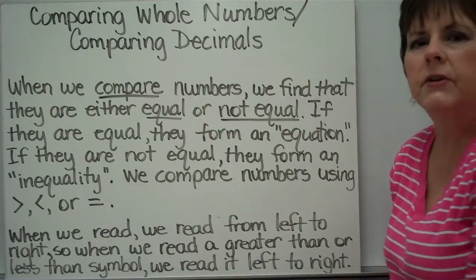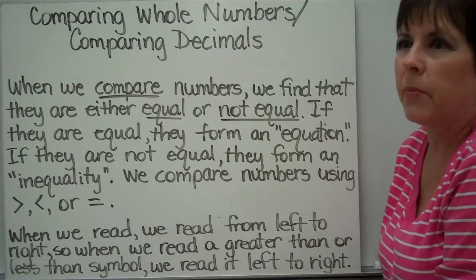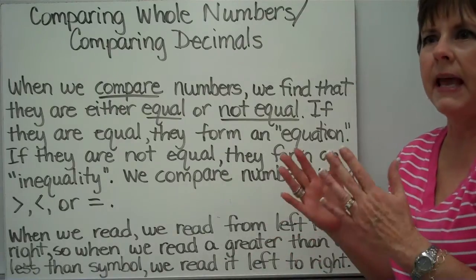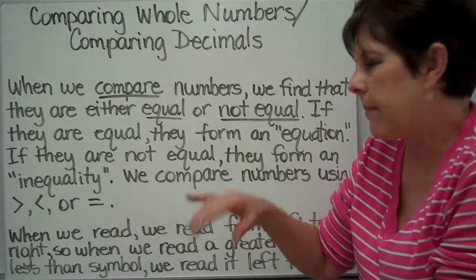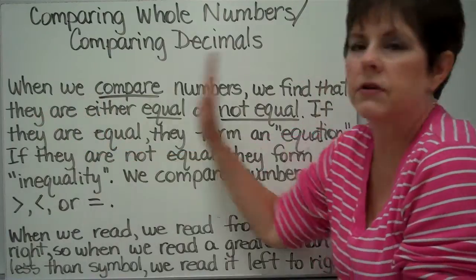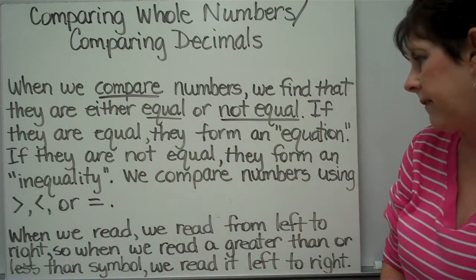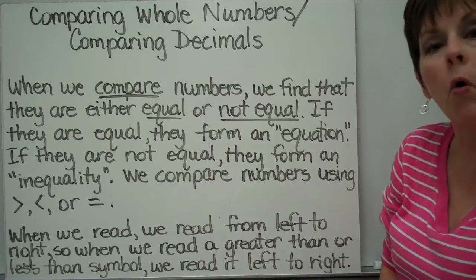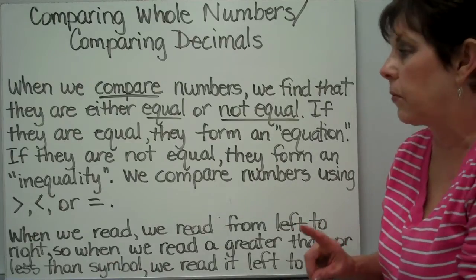A lot of students have trouble with the greater than and less than symbols. And they tell me things like, well, the alligator's mouth does this, but they can't say, is this greater than or less than? All right, well, think about it. When we read from left to right, all right, we always read from left to right. So when we read a greater than or a less than symbol, we will read it left to right.